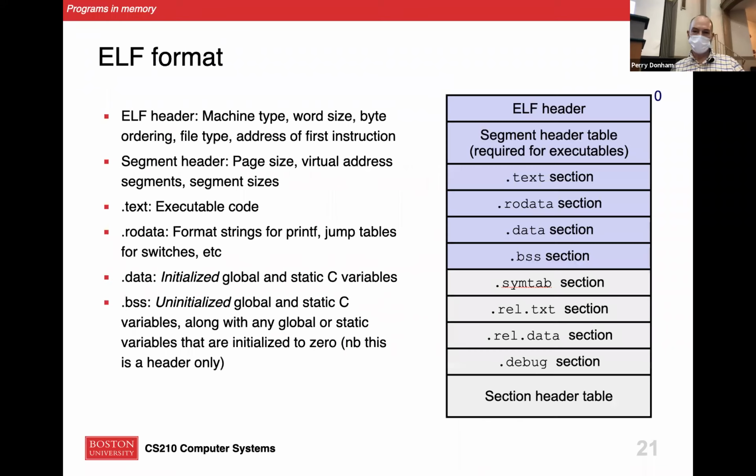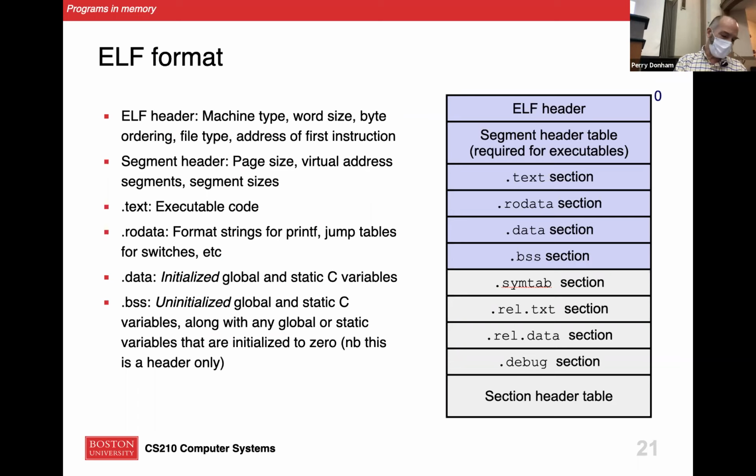They look like this. So if I took a file of your executable code, like you compile my code and create an executable file that I can run, this is what's in that file. There's a header on the very top. The header just tells me what kind of machine I'm on, what's my word size, and so on.